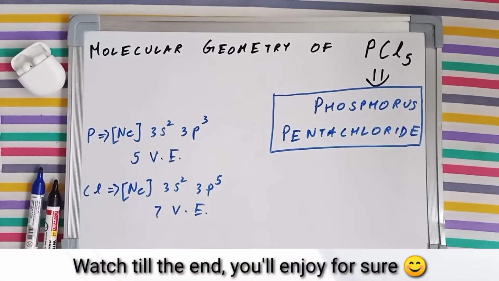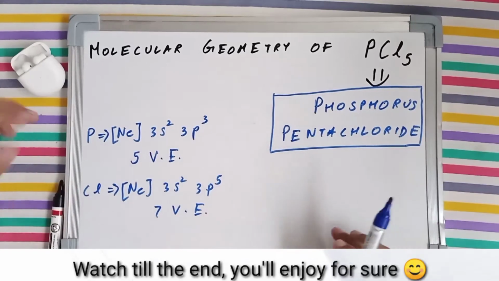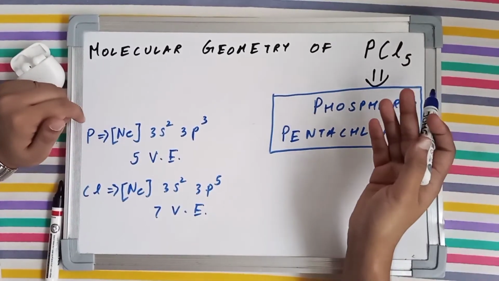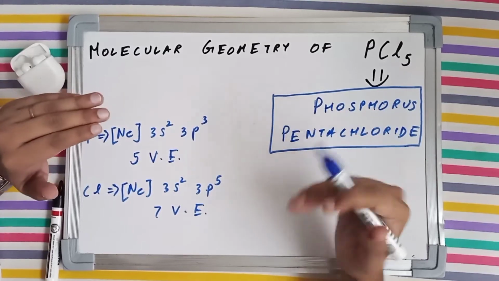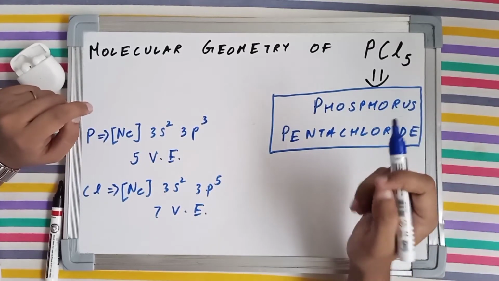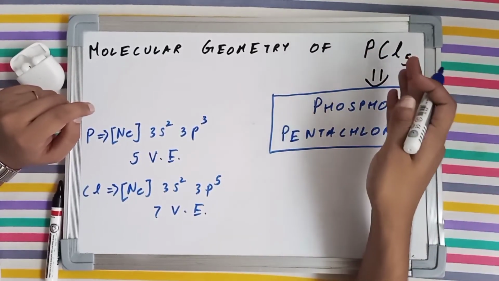Welcome everyone. We are going to find out the molecular geometry of PCl5, which is known as phosphorus pentachloride, and in order to do so we must find out the hybridization first, and for finding out the hybridization we need to calculate the number of valence electrons present in each atom of this molecule.